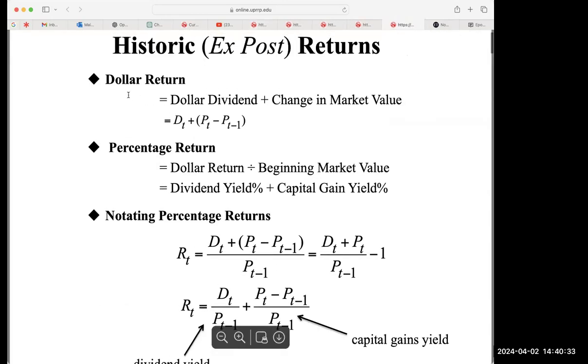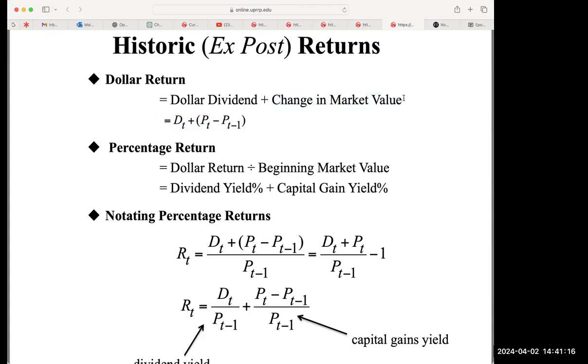What is a return? A dollar return for a stock, so a risky asset, is made up of the dollar dividend you receive in a period plus this. What is this? Can someone tell me? It says it there in words, so you can just read it out if you want. Change in market value. Thank you, Denzel. Change in market value, right.